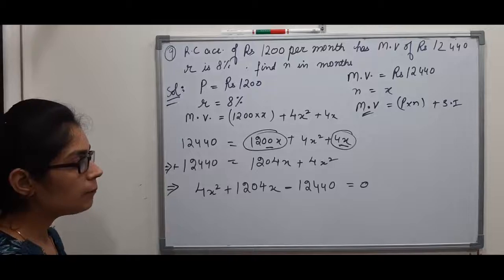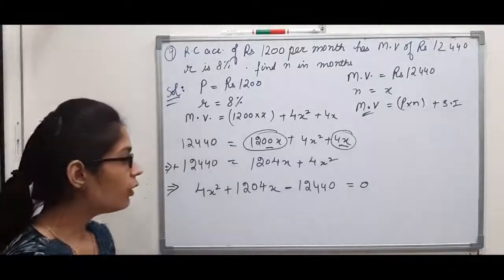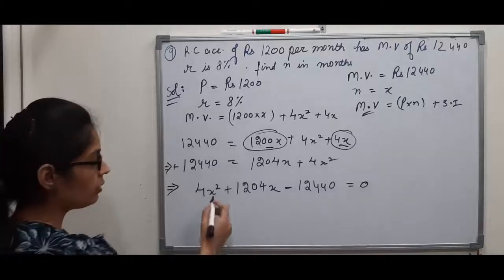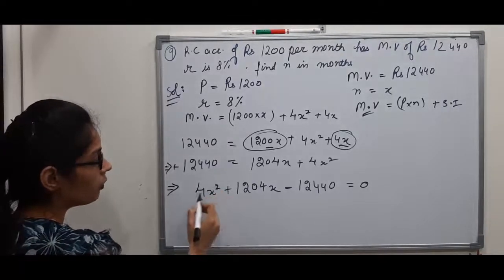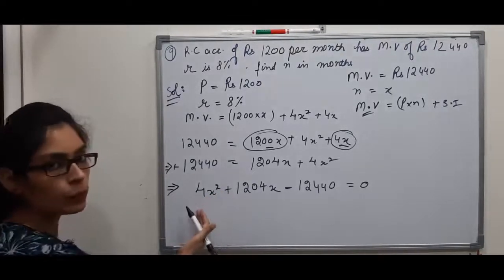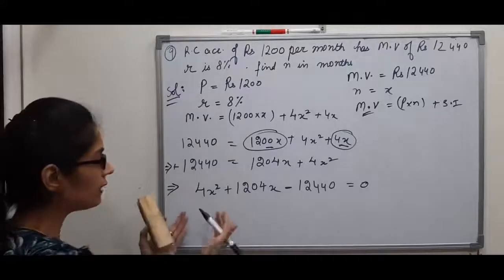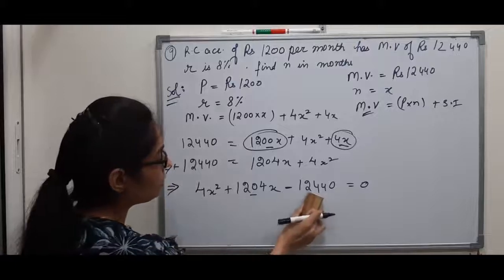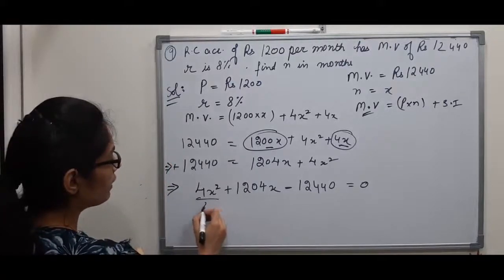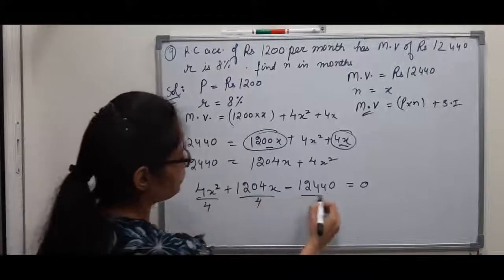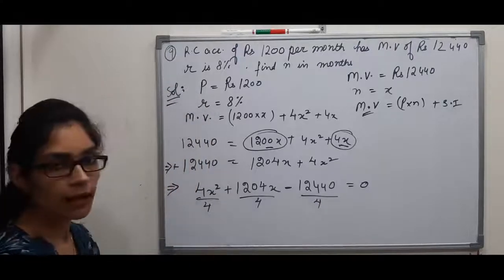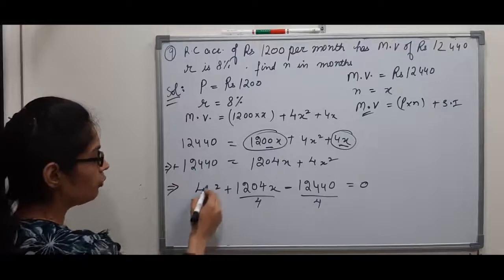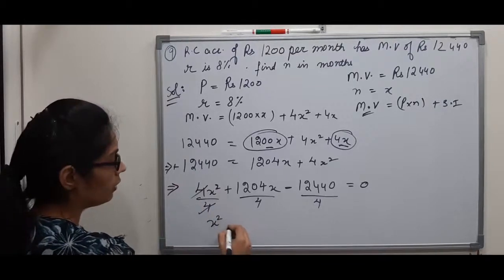In lower classes we also learned to solve the quadratic equation, but the coefficient of x square should always be 1, and I can see all these are multiples of 4. In that case, I will divide the entire equation by 4 and make the coefficient of x square 1. 4 and 4 will get cancelled, and this will become x square.